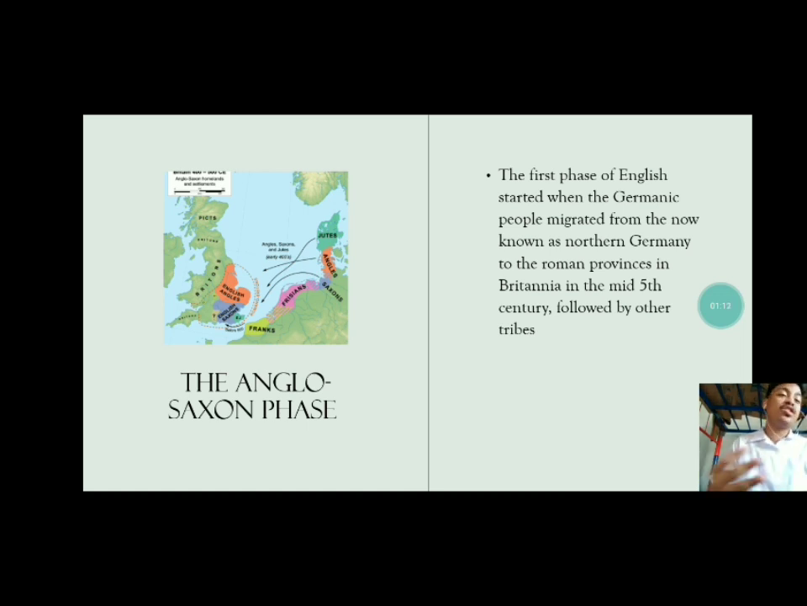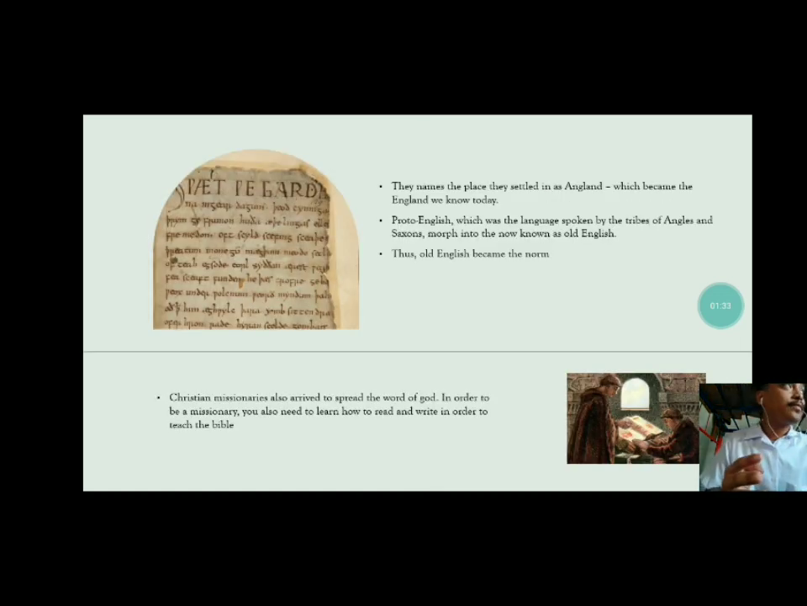It happens when the Germanic people, the Anglo-Saxon tribes, migrated from northern Germany to the Roman provinces of Britannia in the middle of the 5th century. After they migrated, they were followed by other tribes to the landmass of Britannia. And after that, they even named the landmass they settled in as England, which became the England we know today.